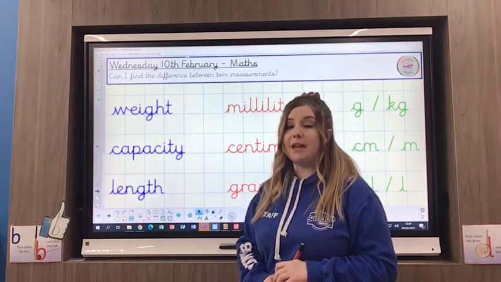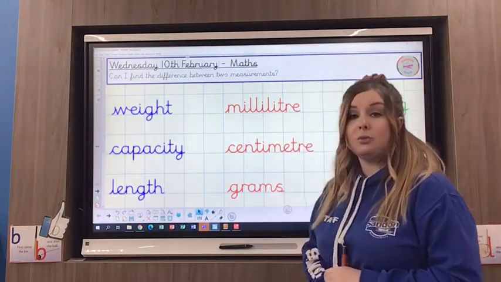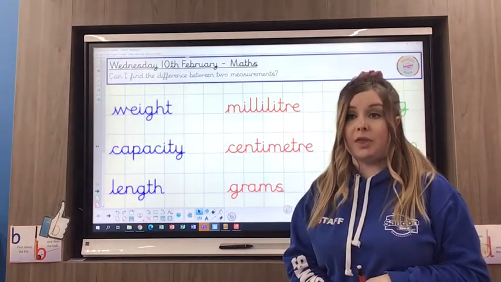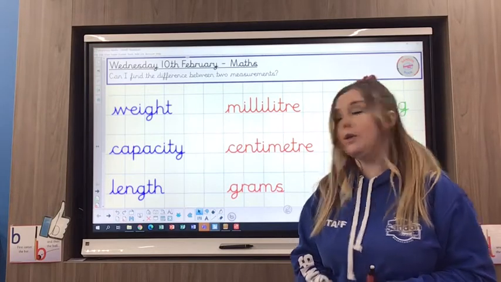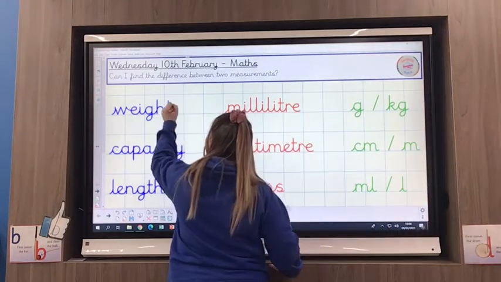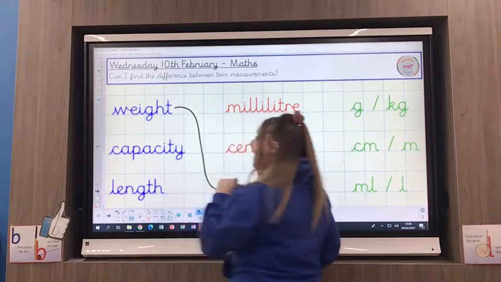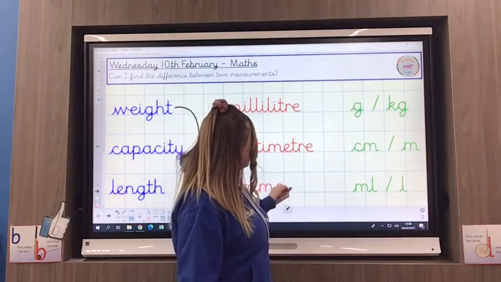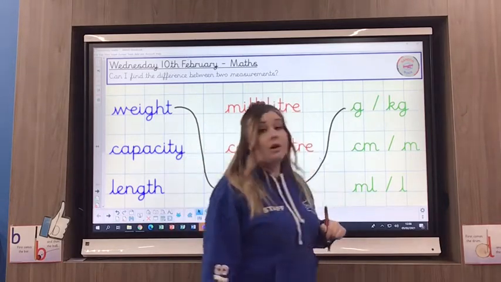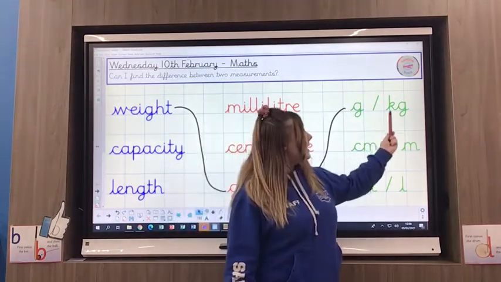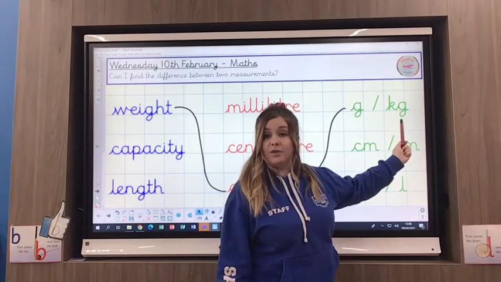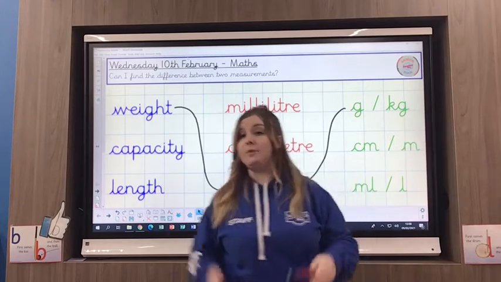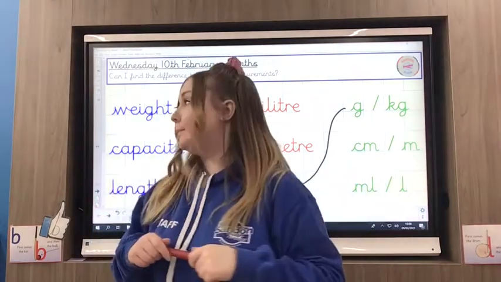What unit of measure do we use when we are measuring the weight of something? So we use grams, well done. And we quite often see grams written using a G, or we sometimes see these two letters as well, and these two stand for kilograms, and kilograms are bigger than grams.